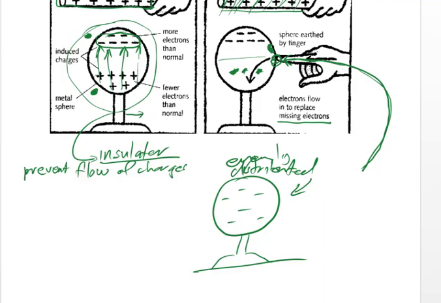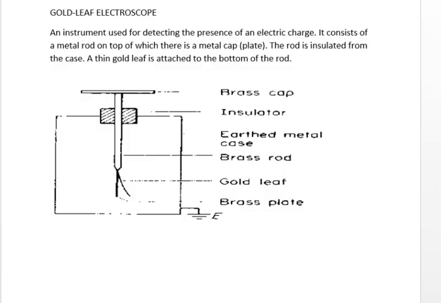Okay, that's it about induction. Now let's look at the gold leaf electroscope. Yes, this is our gold leaf electroscope. It is an instrument used for detecting the presence of electric charge.